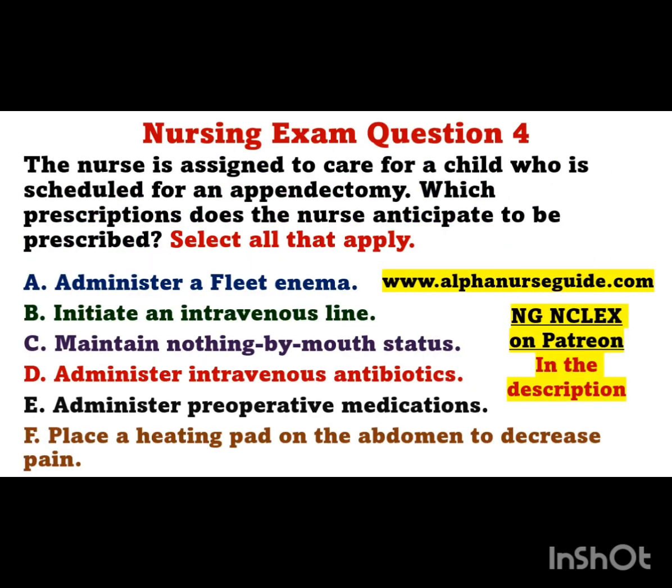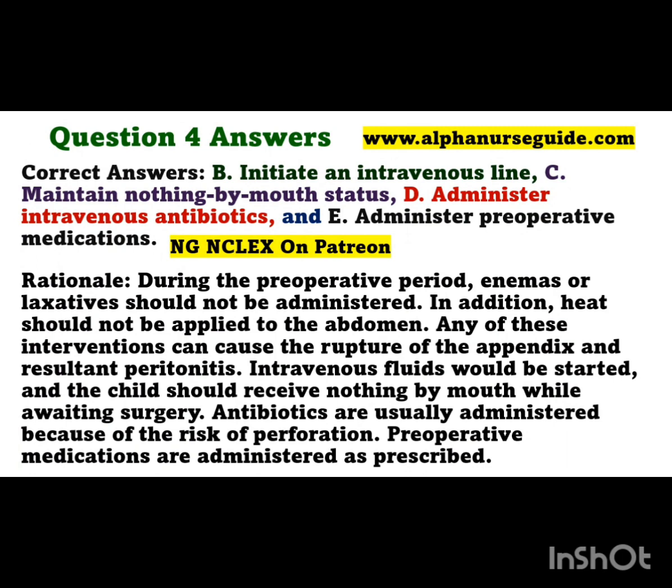The nurse is assigned to care for a child who is scheduled for an appendectomy. Which prescriptions does the nurse anticipate to be prescribed? Select all that apply. A. Administer a fleet enema. B. Initiate an intravenous line. C. Maintain nothing by mouth status. D. Administer intravenous antibiotics. E. Administer preoperative medications. F. Place a heating pad on the abdomen to decrease pain. The correct answers are B.